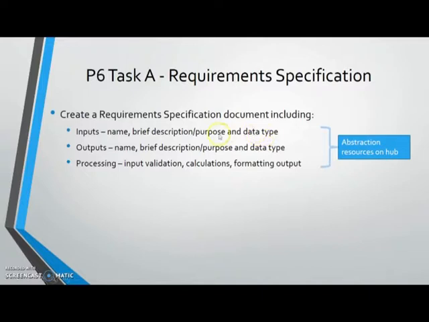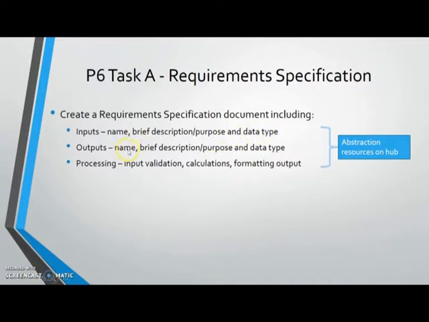So for example, if I had a program where a user was going to enter their date of birth, the name of the input would be date of birth. The brief description would be to say that this is the person's date of birth, to make sure that they are of the right age to be using the app, or whatever the purpose is of entering their date of birth, and the data type will be a date and time.